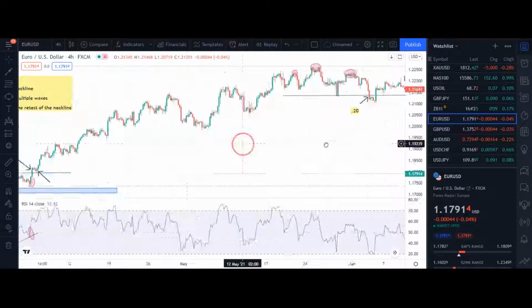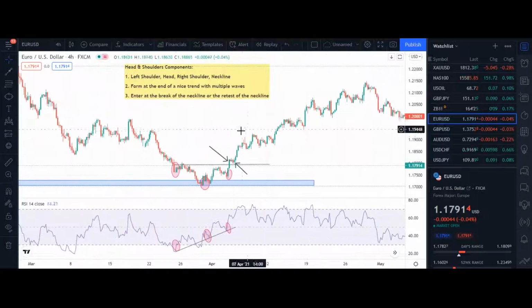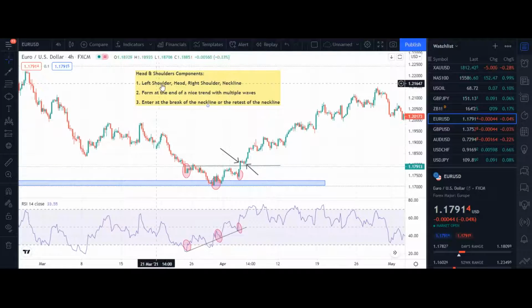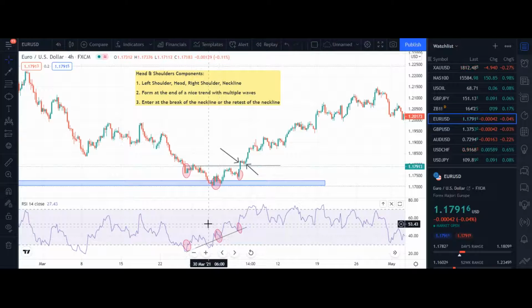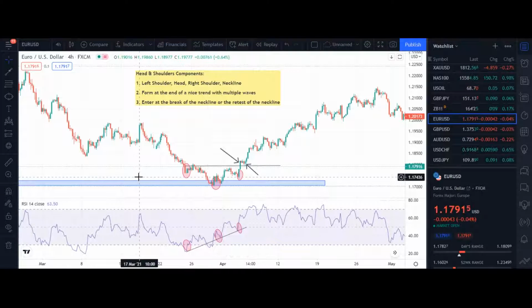All right, so head and shoulders, guys. Go back and test it. One more time: left shoulder, head, right shoulder, neckline. If you don't have those components, it's invalid. They like to form at the end of a nice trend after multiple waves, and then enter at the break of the neckline or the retest of the neckline. And lastly, it is great to pair up with RSI, stochastics, MACD, anything that measures the momentum of a trend. Those are good indicators to use when you're hunting for head and shoulders.